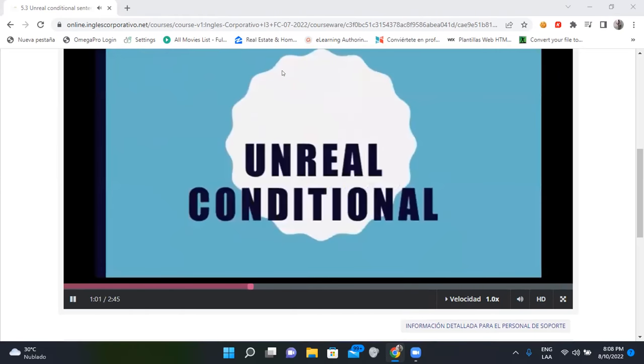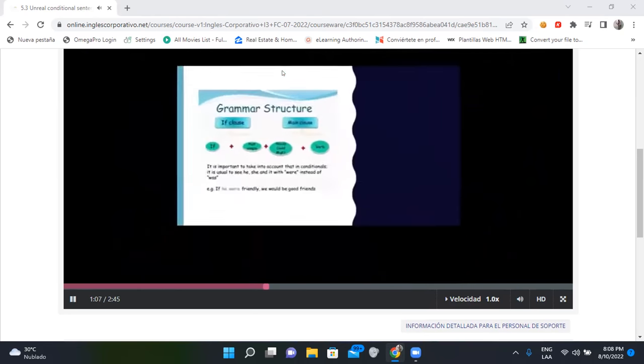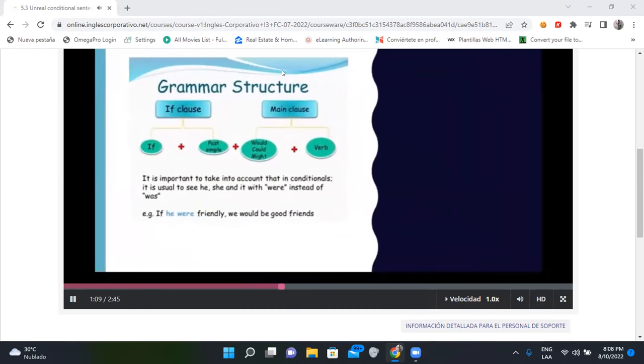This is what unreal conditional is about. Unreal conditional describes imaginary situations. Let's begin with the structure of it. An unreal conditional is made out of two clauses, the if clause and the main clause. Let's work first on the if clause. This one is formed with if plus a past simple verb.